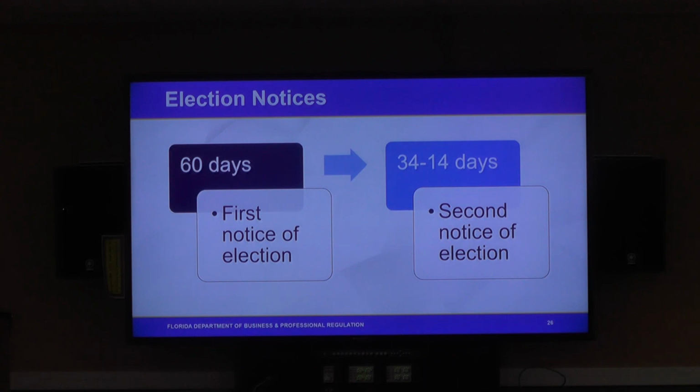For those of you who are board members, just keep that in mind, 60 days and 14 days. We receive a lot of complaints about people saying, I haven't received the notice for the election, either the first notice or the second notice, so keep that in mind when it comes to the election.